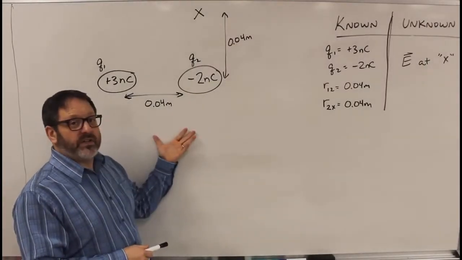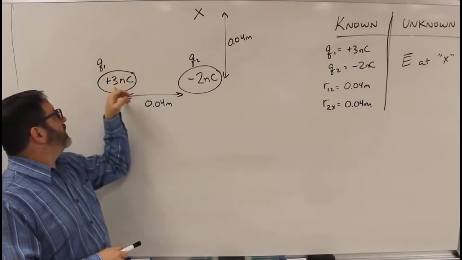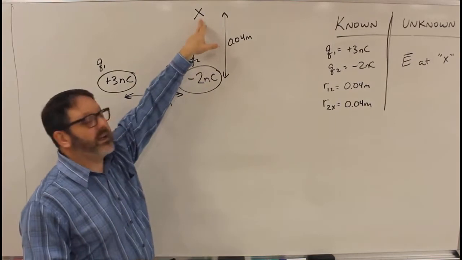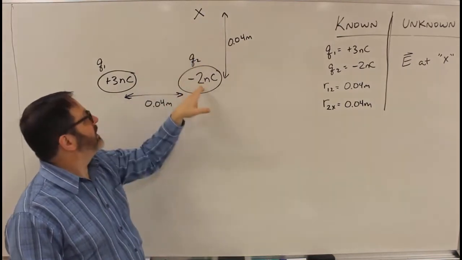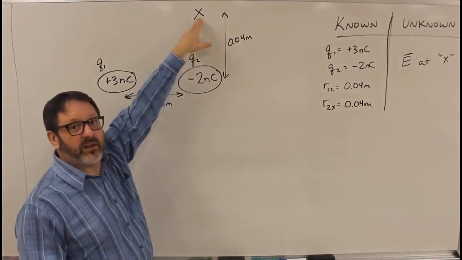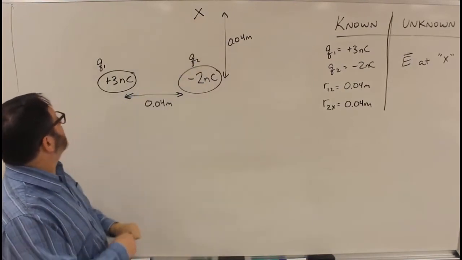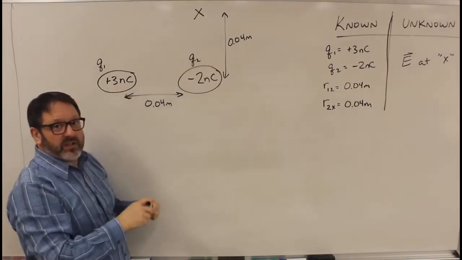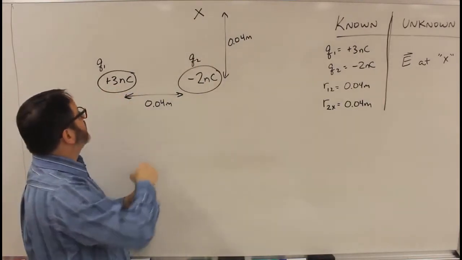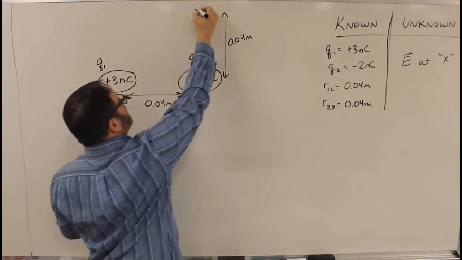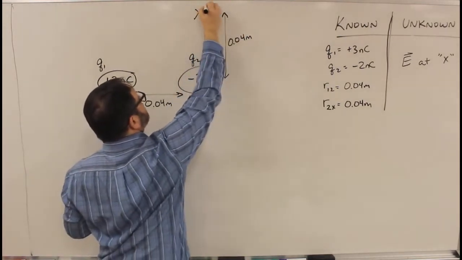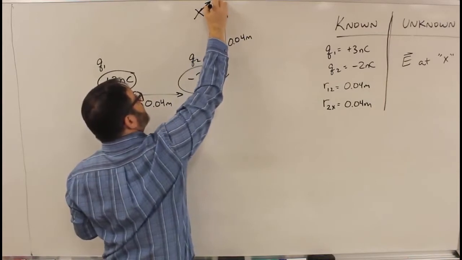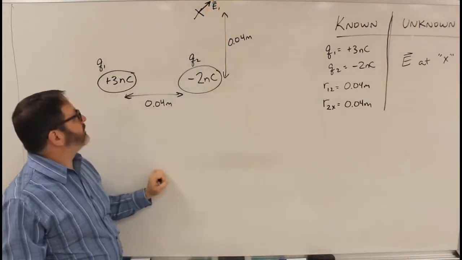I've redrawn the situation here. I've labeled a Q1 on the positive charge and a Q2 on the negative charge. And I've also created a position X up here above the negative charge at the place where we're interested. So I know if I ignored this minus charge, the field from the plus charge, field lines go out, so the field from Q1 would be up and to the right. So up and to the right is the direction that I would expect the E field from 1.